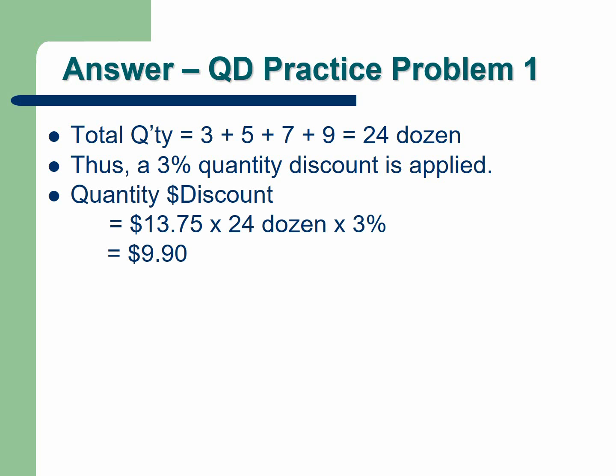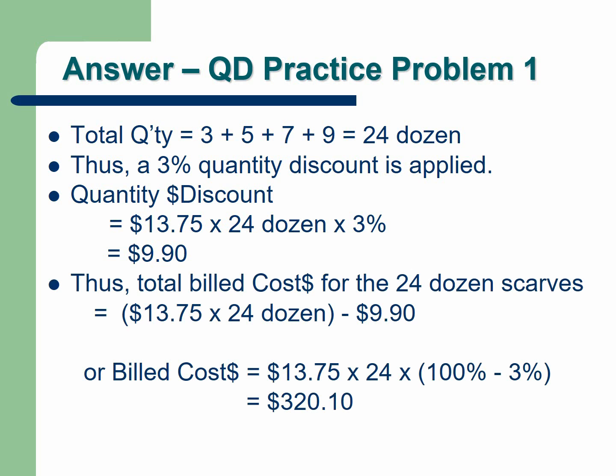So given the 3% discount, we first find the quantity discount dollar. Each dozen scarves were $13.75. So that times 24 dozen, that will be the invoice cost. And that times 3% quantity discount will be actually $9.90. So cumulatively, the buyer will get a $9.90 quantity discount.